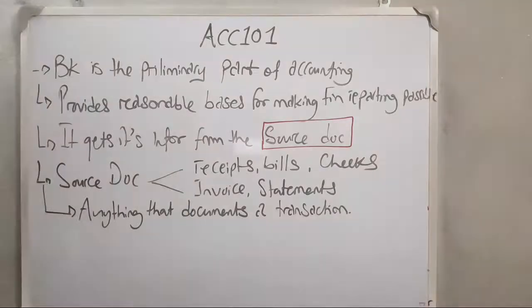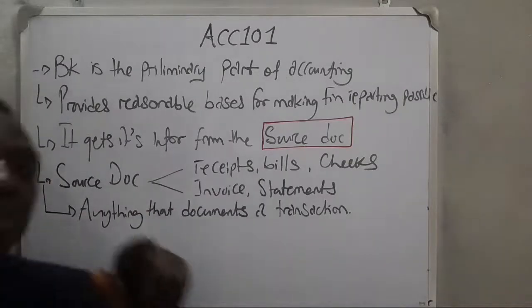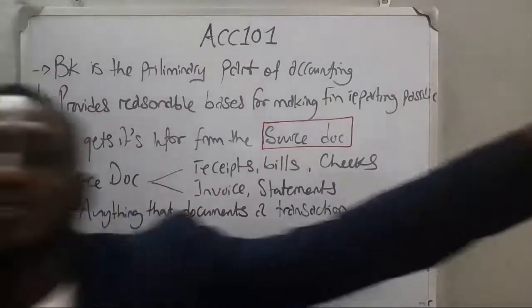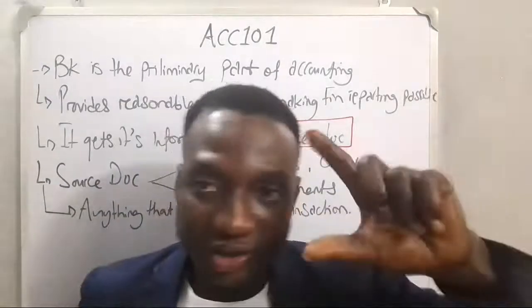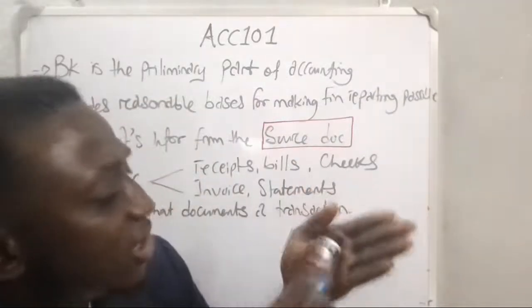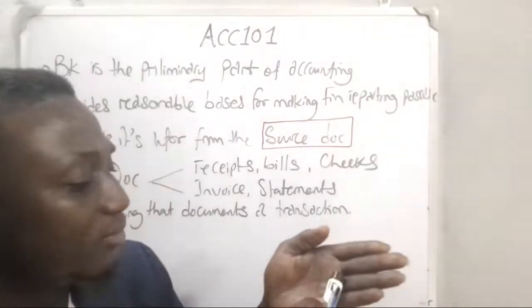Anything that documents a transaction is a source document. The word source, the word genesis. What is the genesis of this transaction? This is the document. Okay, what do we have in this document? Date: we bought diesel, 5,000 naira.